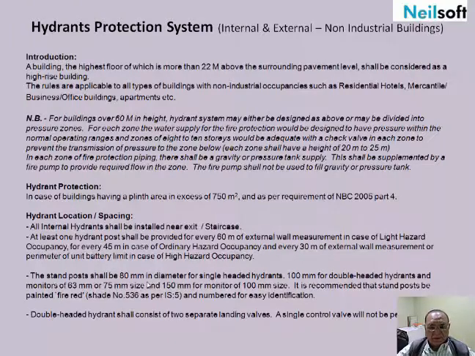The stand post shall be 80 mm in diameter for single headed hydrants. What does it mean? It means every hydrant or landing wall has to be supplied by a pipe. When there is one outlet or one landing wall, it must have 80 dia. If there are two landing walls, like what we had discussed earlier for the ordinary hazard, it must have 100 dia. And for monitors of 63 and 75 it should be 150.